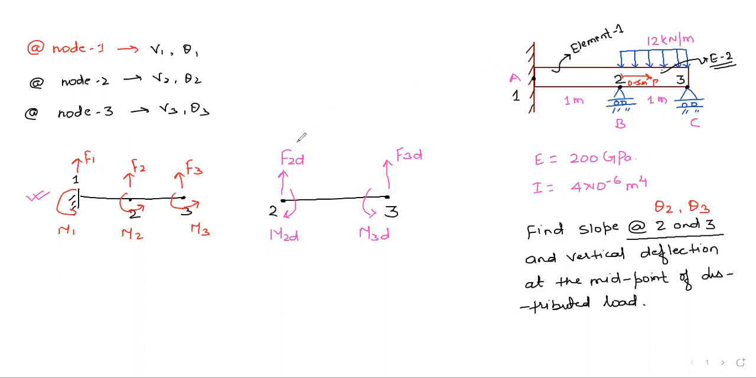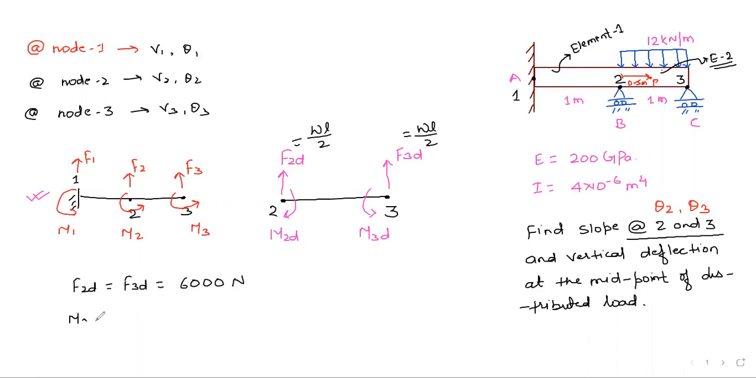So directly I can write F2D will be equal to WL by 2, and F3D will also be equal to WL by 2, half of this load, because the load will be W into L, where W is 12 and L is 1. So 12 into 1, 12 by 2, that is equal to 6. In Newtons, F2D is equal to F3D is equal to 6000 Newton, because 12,000 divided by 2 is 6,000.